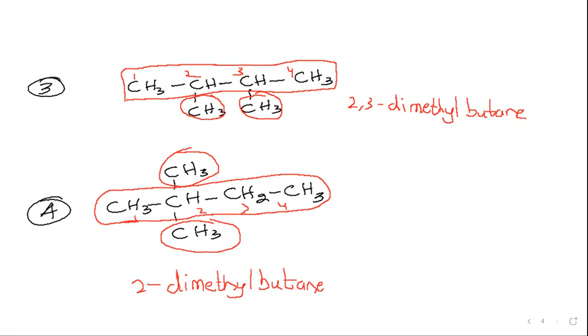Okay, remember, if there is a prefix like di written in the name, then there must be two numbers in the name. And this name is only showing me a single number. Wait, so would it be 2 and then comma 2? Yeah, there should be two twos. So 2 comma 2, hyphen, and then dimethylbutane. Now it's correct. Now, is this one correct? Yeah, this one is correct.